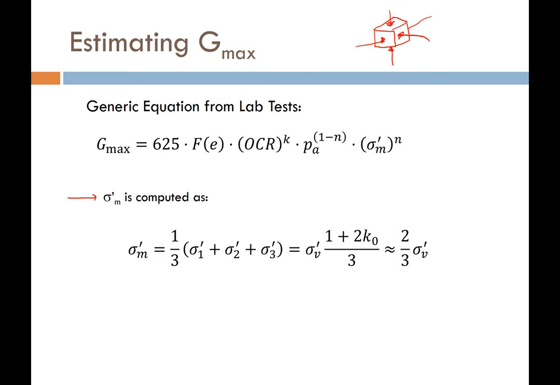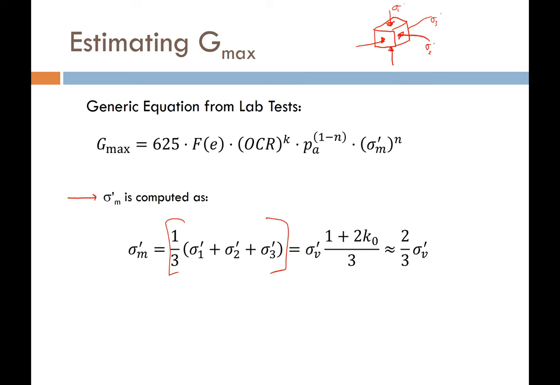The mean effective stress is trying to account for the fact that you've got stresses acting on all sides of your little soil element. I should say a soil cube right now. So we can compute the mean using this equation right here, where sigma 1 is the maximum, usually the vertical stress, sigma 2 is the intermediate stress, and sigma 3 is usually the minor stress.